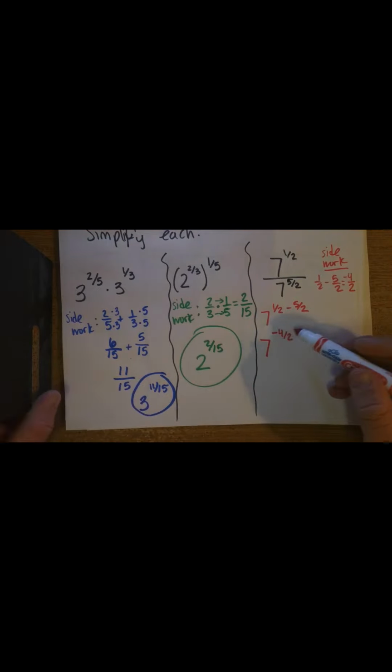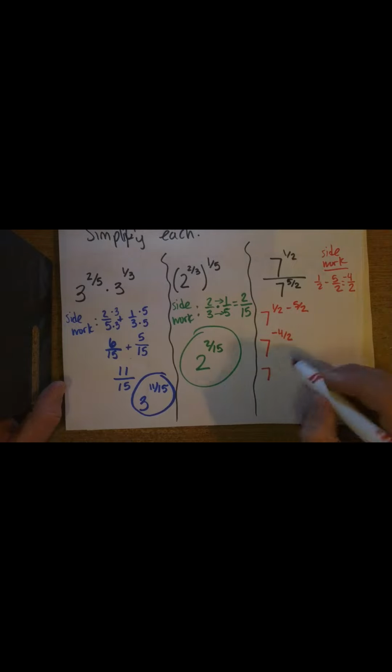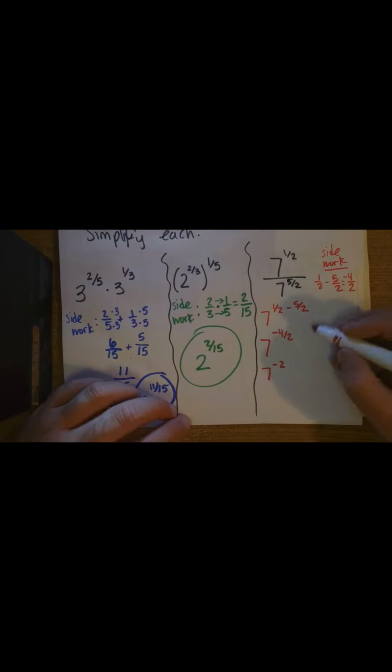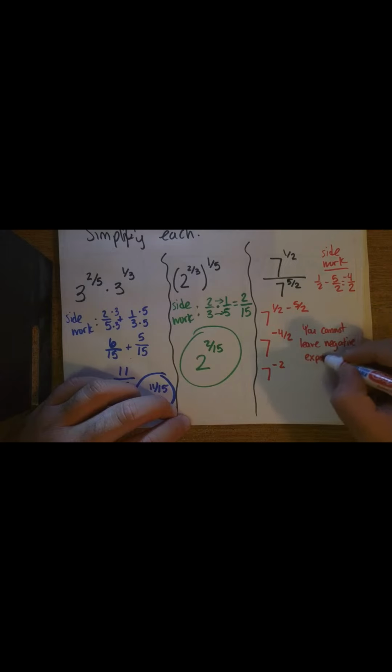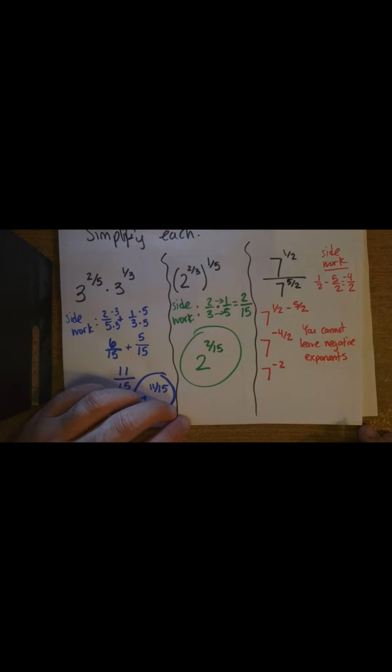Well, hopefully you can recognize that you can divide -4 by 2. So -4 divided by 2 is -2. There's something you need to make a note of. I forgot to write it down earlier, but you need to write this down right now: you cannot leave negative exponents. And if you look here, that's what we're looking at right now. We don't want to leave any negative exponents.